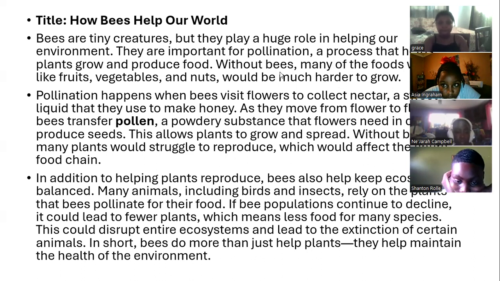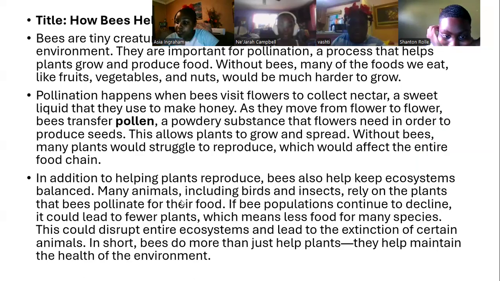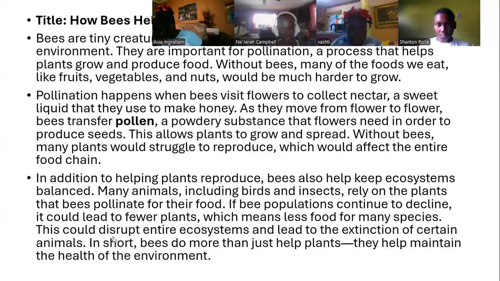Many animals, including birds and insects, rely on the plants that bees pollinate for their food. If bee populations continue to decline, it could lead to fewer plants, which means less food for many species. This could disrupt entire ecosystems and lead to the extinction of certain animals. In short, bees do more than just help plants. They help maintain the health of the environment.